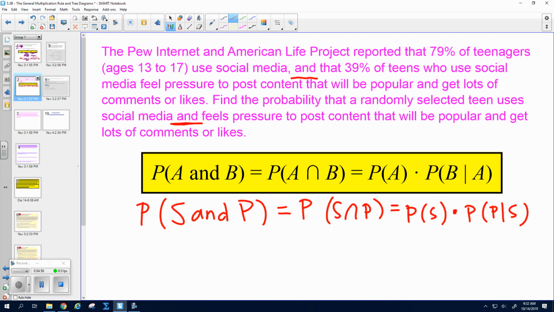What's really great about this problem is they just told you both of those numbers right above. So what's the probability that a given teen uses social media? 79%. And what's the probability they feel pressure given that they use social media? 39%. So you didn't have to calculate that given because it says here 39% of teens who use social media feel pressure. So given they use social media, they feel pressure. All right, that's already given to you. And you literally just multiply those together and you get 0.308.